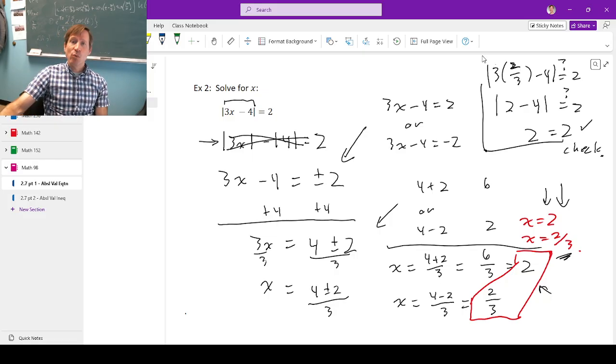All right. So when we solve an absolute value equation with a positive number on the other side, we should expect to get two solutions, but it won't always be just the positive and negative version of the same number. It's possible to get two solutions that are genuinely different numbers like this.